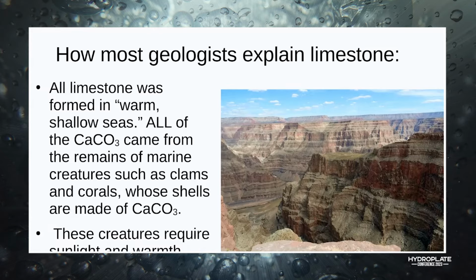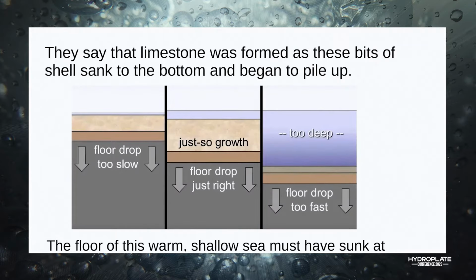And sometimes we find clam shells embedded in limestone. So they find a clam in limestone, and then they take a flying leap of logic and assume that the clam made the limestone. So because these creatures require sunlight and warmth, then therefore the sea that they lived in had to be warm and shallow so they could get sunlight and live. So they think that then as these creatures died, their shells dissolved and broke up and sank to the seafloor and piled up and made the limestone layer.